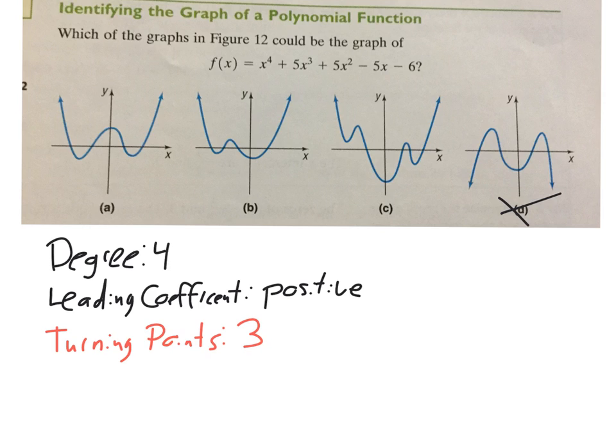So A, how many turning points are there? There are 3, so it's still good. In B, how many turning points? 1, 2, 3. It's still good. C, how many turning points? 1, 2, 3, 4, 5. It's got too many turning points. So C is not correct. Okay?